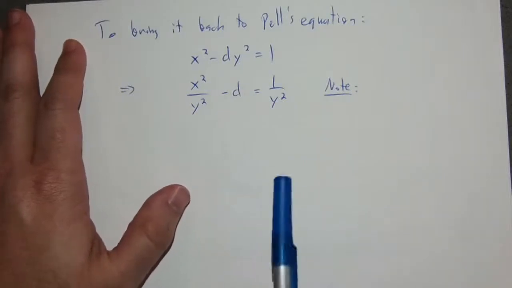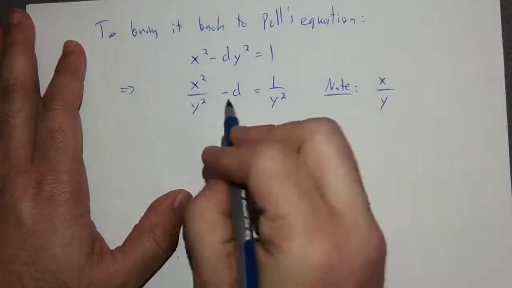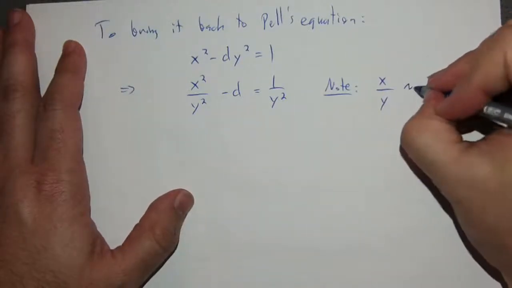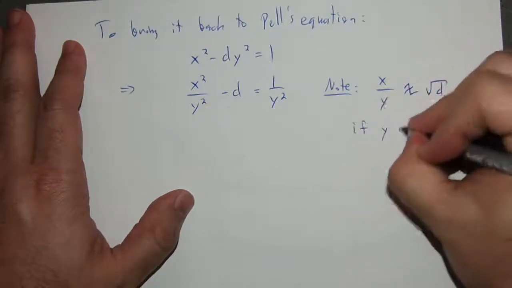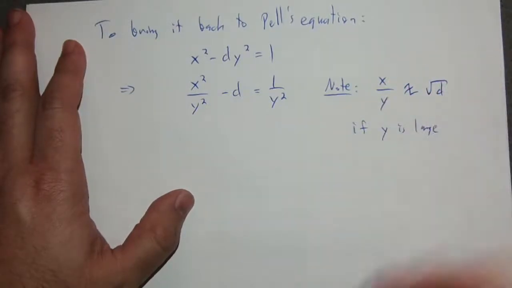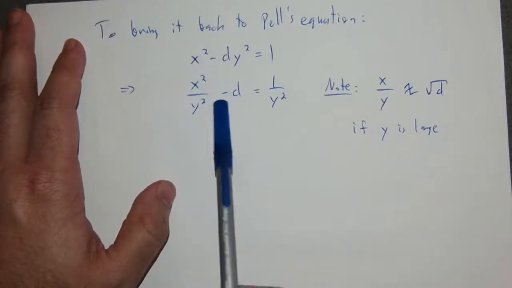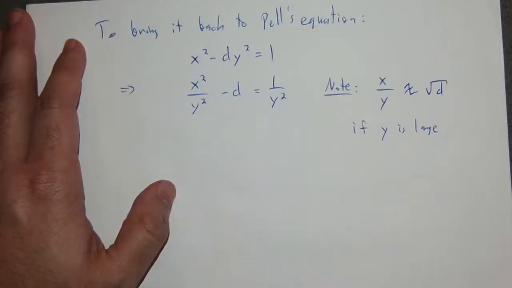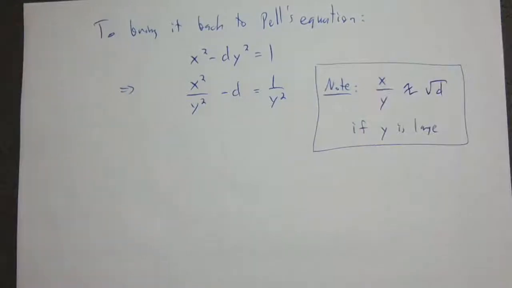So note that x over y is very close to the square root of d if y is large. Why? Well, x squared over y squared, or x over y all squared, is very close to d if y is large, and so x over y is very close to the square root of d if y is large.